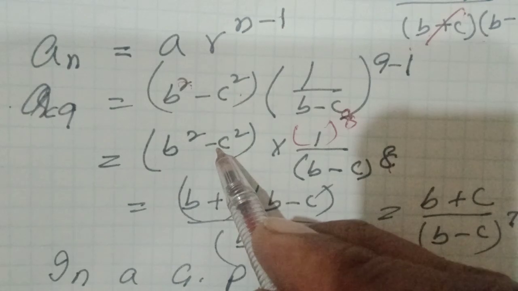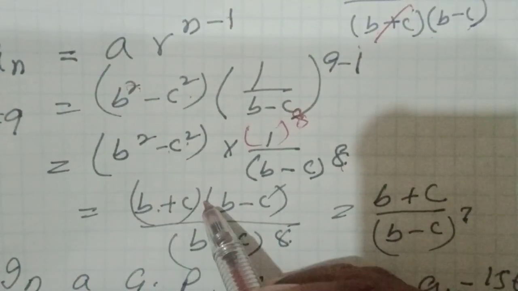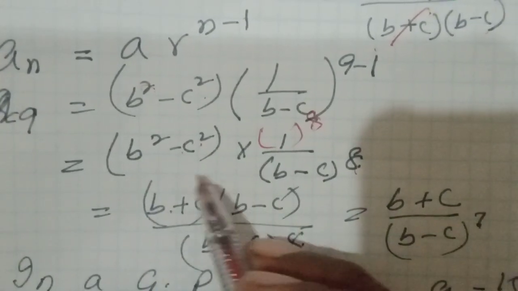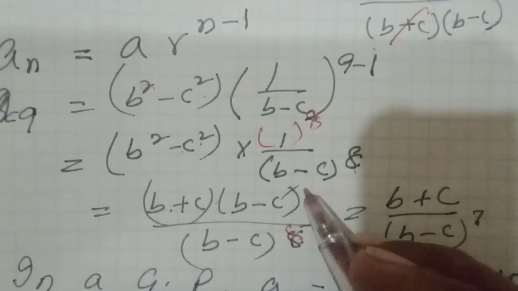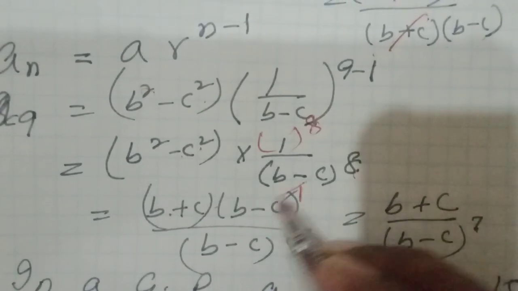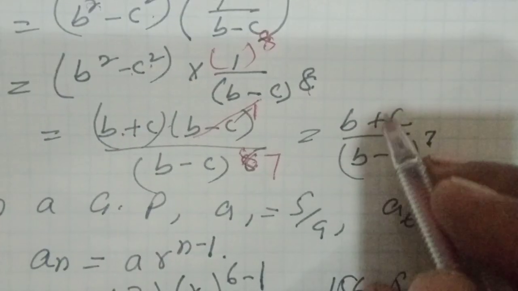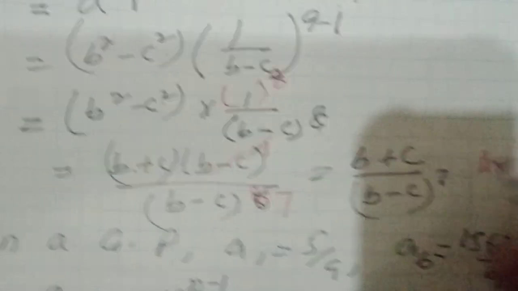But with this b square minus c square, again break it with the formula a square minus b square: b plus c, b minus c. Now you can see that b minus c has a power 8 in the denominator, and this is the power 1, so you can cancel it, and you have the remaining 7 powers: b plus c over b minus c having power 7. This is your answer.